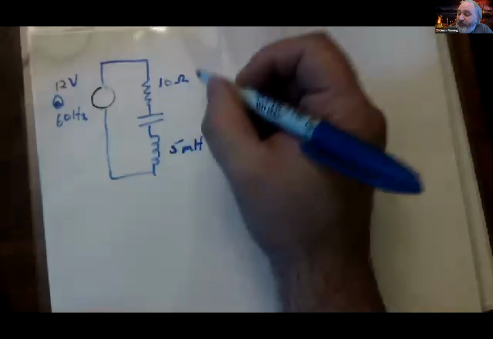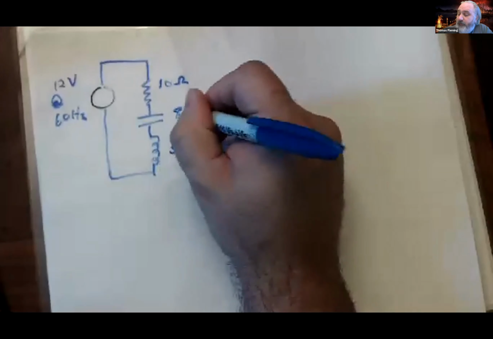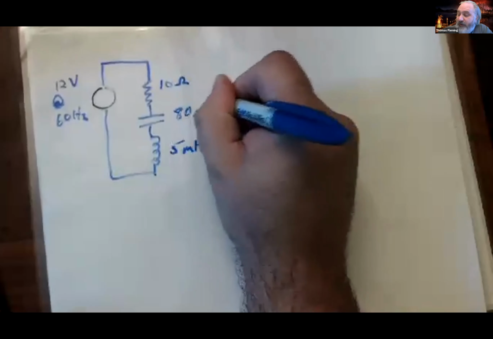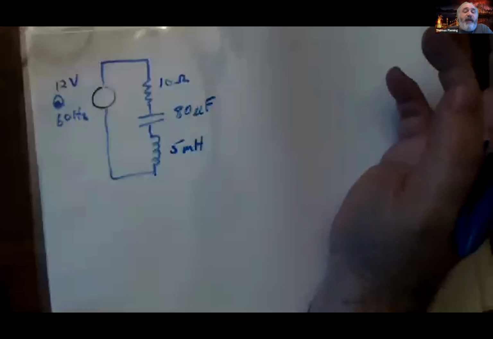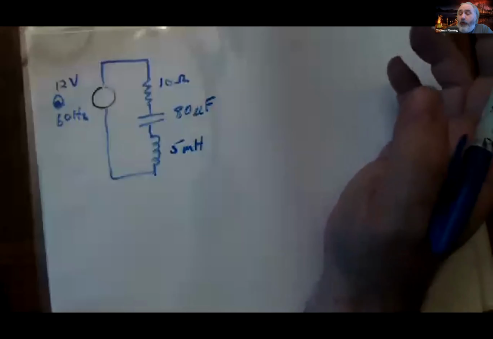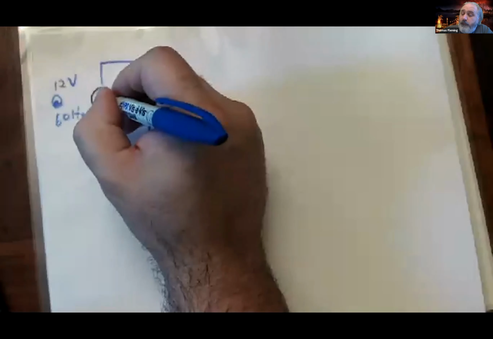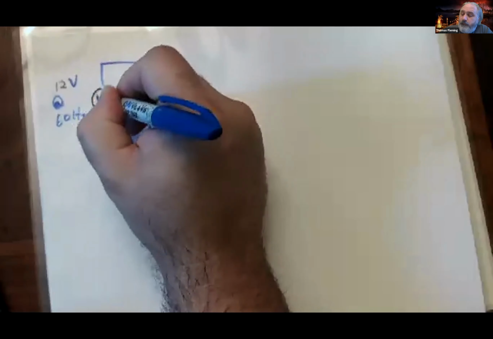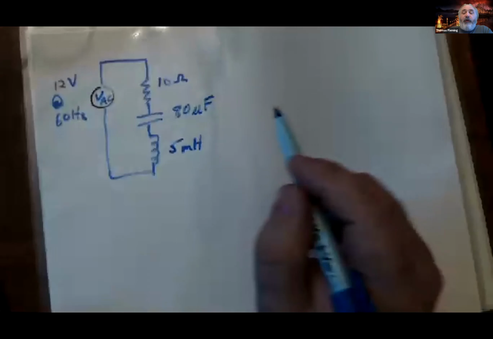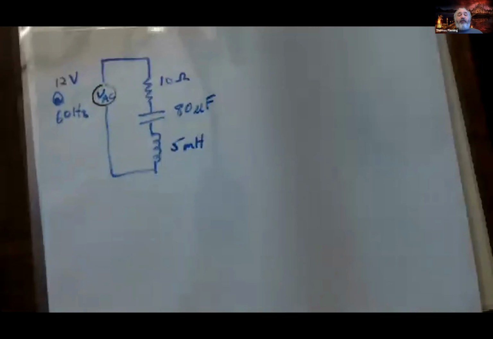So the capacitor is, let's say, something like 80 microfarads. And so what I'd like to know is what is the instantaneous current and voltage at some time, let's say 10 seconds after we hook this up.